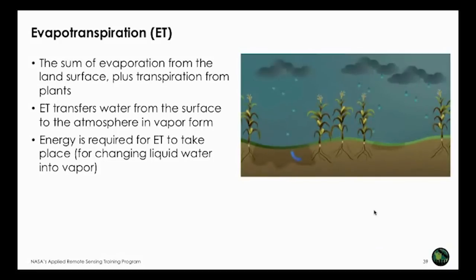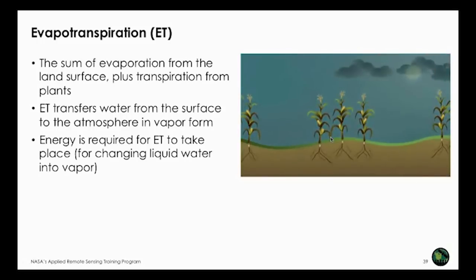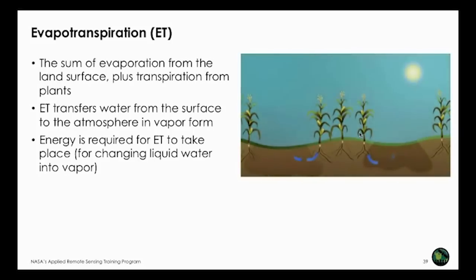So evapotranspiration is the next component. And this is a sum of evaporation from land surface and transpiration from plants as shown here. So ET actually is a sink to surface water. So it transfers water from surface to atmosphere. And because water has to evaporate, there is energy needed to do this, to convert liquid water to vapor.